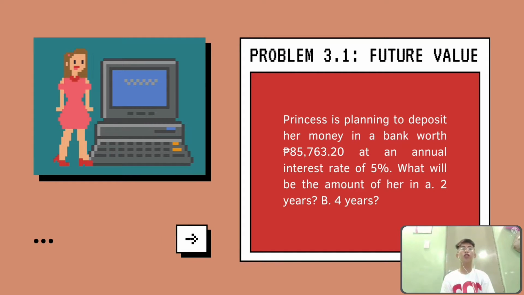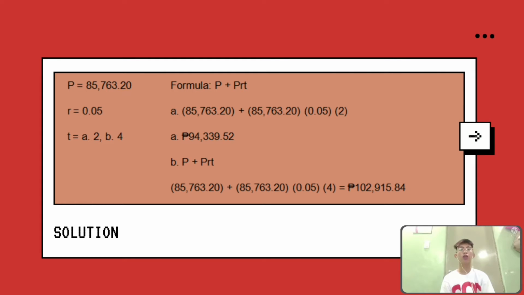Princess is planning to deposit her money in a bank worth of 85,763 pesos and 20 centavos at an annual interest rate of 5%. What will be the amount in A. 2 years, B. 4 years? Let us list down the given information. Principal is equal to 85,763.20. The rate is 0.05 and the time for the first problem is 2, while on the second problem, the time is 4. We will use the formula principal plus principal times rate times time for both of the problems.